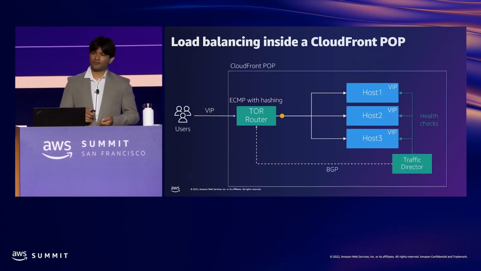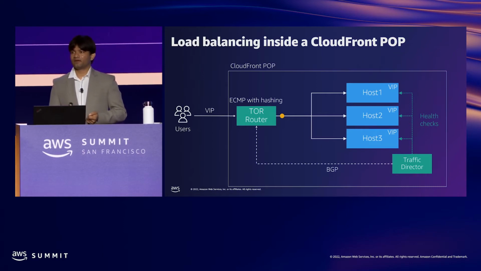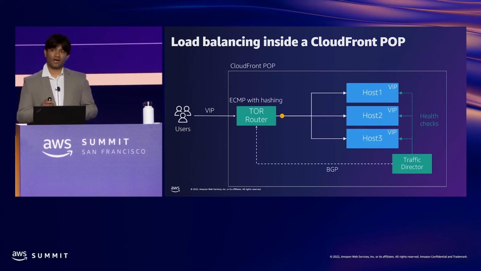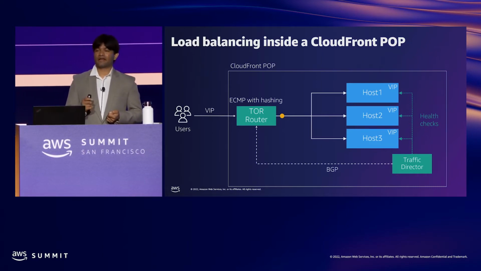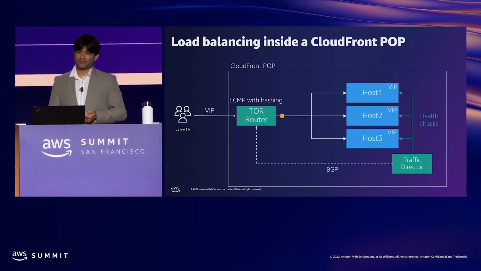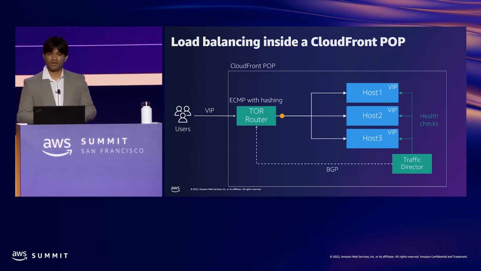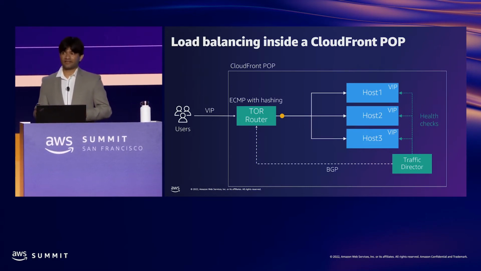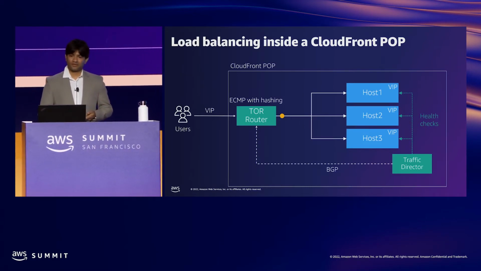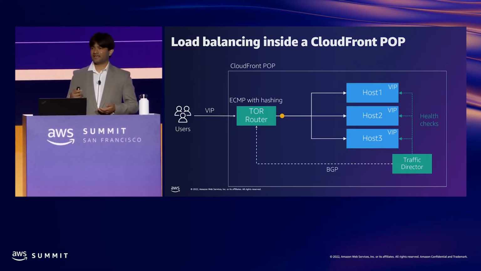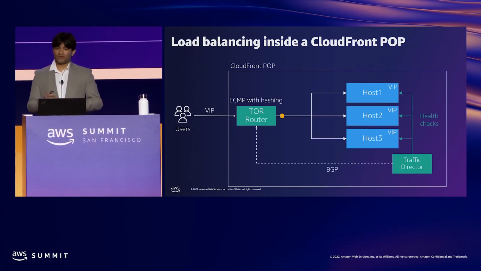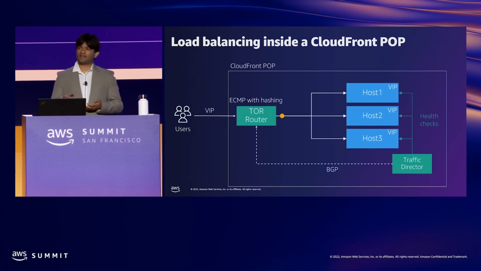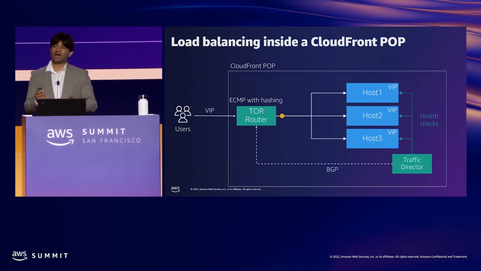Next, I want to talk about how does the load balancing happen inside a CloudFront POP, and how is CloudFront able to handle the rapid surges in volume effectively. So in a CloudFront POP, we've got servers, we have a top-of-the-rack router, and at CloudFront scale, we need a load balancing mechanism that is simple, fast, scalable, and ridiculously cheap. So we enjoy reducing our costs so that we can pass on those savings to our customers, so we don't deploy any high-end hardware load balancers in our POP.